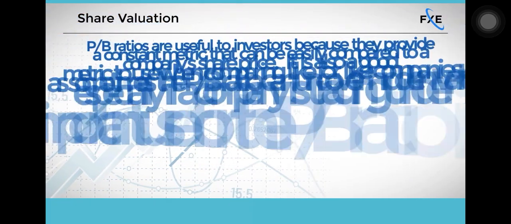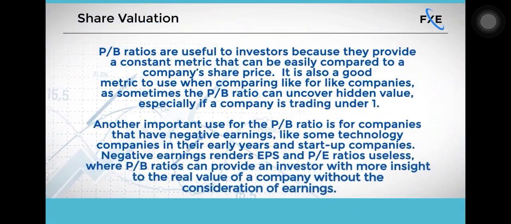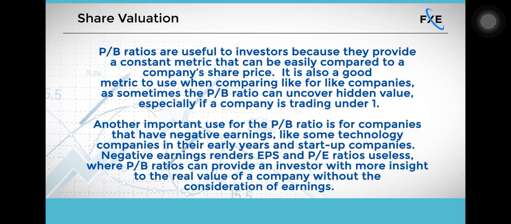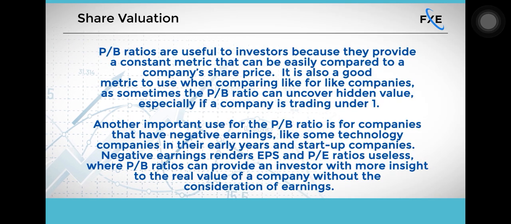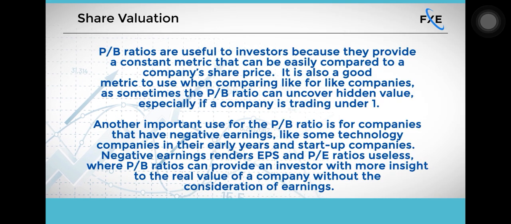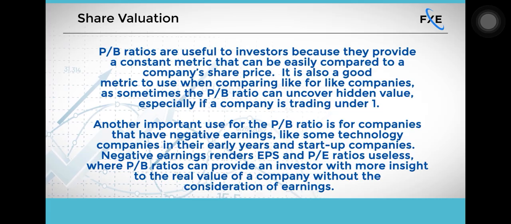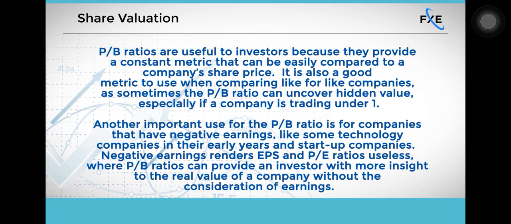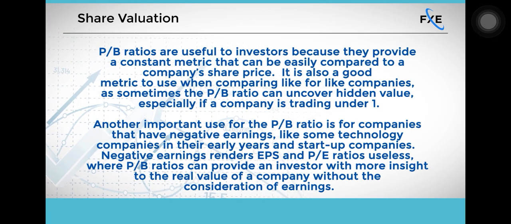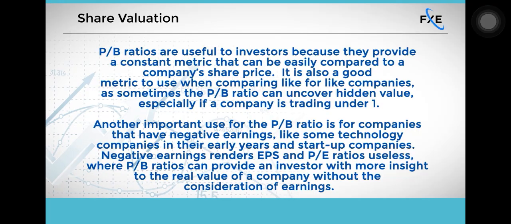PB ratios are useful to investors because they provide a constant metric that can be easily compared to a company's share price. It is also a good metric to use when comparing like-for-like companies, as sometimes the PB ratio can uncover hidden value, especially if a company is trading under 1. Another important use of the PB ratio is for companies that have negative earnings, like some technology companies in their early days and startup companies. Negative earnings render EPS and PE ratios useless, where PB ratios can provide an investor with more insight into the real value of a company without the consideration of earnings.